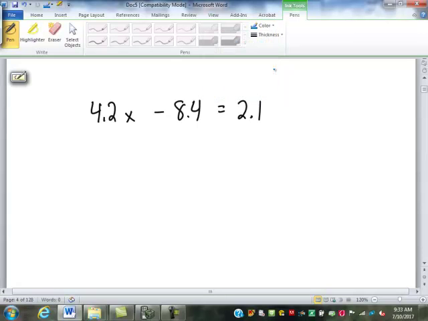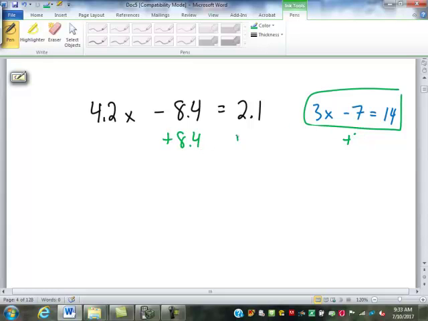Sorry, but there's our next step, of course. Now looking at this one here, again, it looks more difficult because of the decimals in it. But this is no different from when we had 3x minus 7 equals 14. How did we solve this one? Add 8.4 to both sides. Okay, perfect. We added first, yep. So you're right, we're going to add the 8.4.